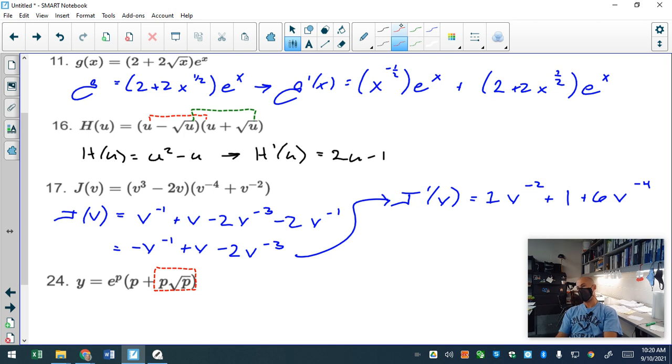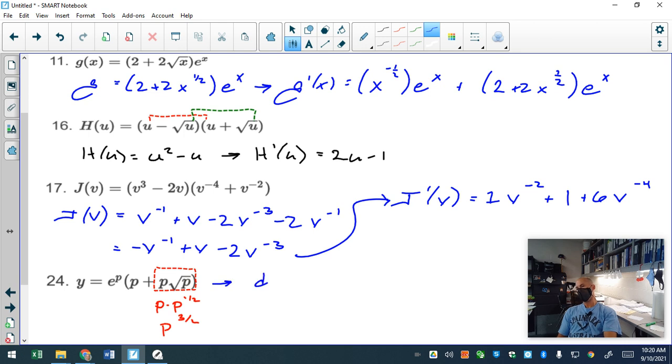I don't want to do that, so I'm going to change p root p to p times p to the 1/2. And if you multiply two things, you add their exponents, so that can just be rewritten as p to the 3/2. Now I just have a power rule for p to the 3/2 instead of the product rule for p times square root p. Okay. So now I do the product rule.